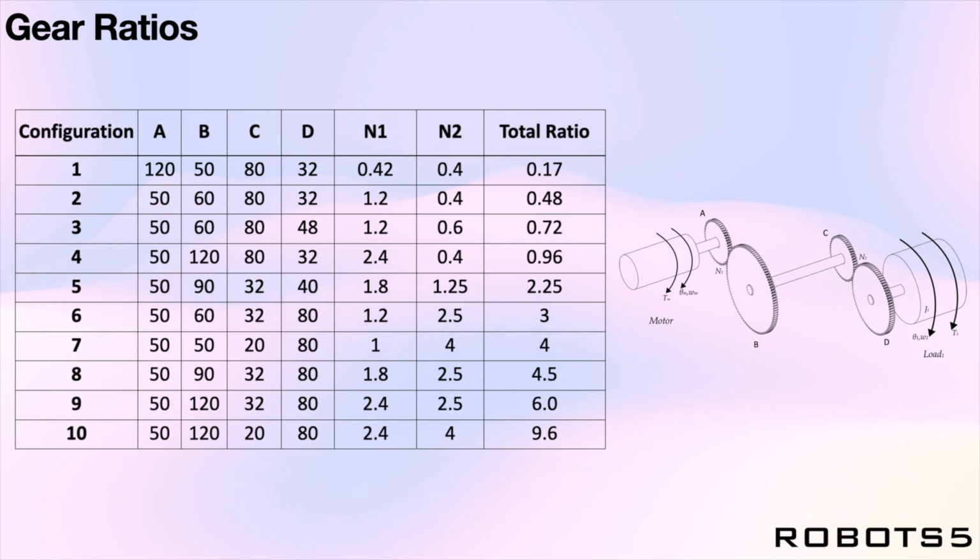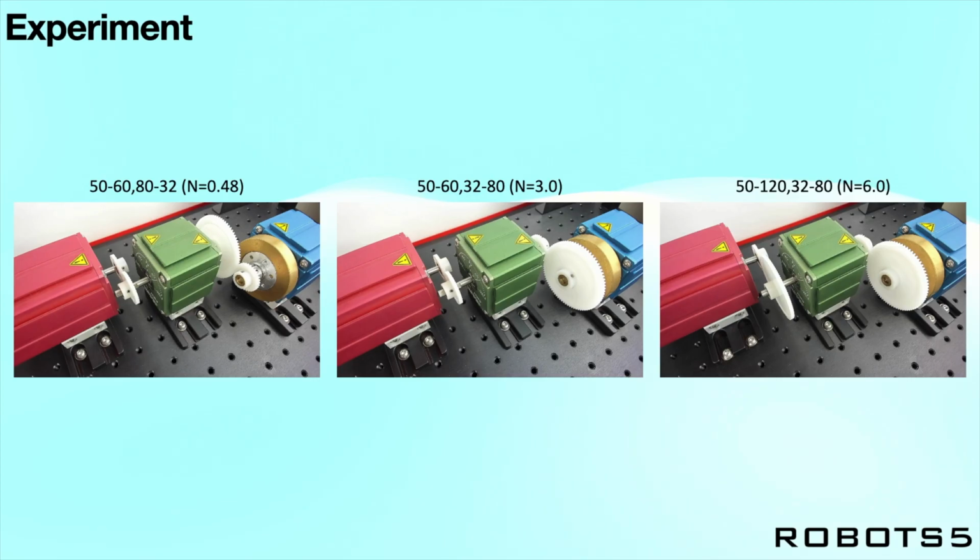We'll be running 10 different gear ratio configurations, varying from 0.17 to 9.6. Based on our calculation, we expect configurations 7 and 8 to outperform the rest, as it's closer to the optimum gear ratio from inertia matching. Here we have 3 runs that illustrate the difference in performance.